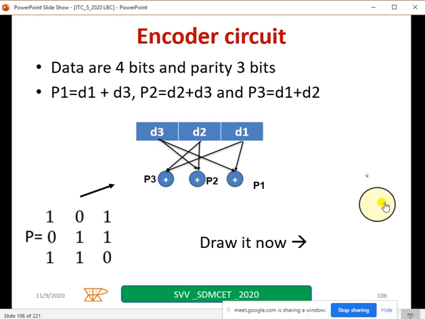So draw it in your notebook. Take a minute and understand it. If P is different, this connection will differ. That's all. For example, instead of 101, if something different is there, the connection will differ. So these are P1, P2, P3. Sometimes they write C1, C2, C3, C4, C5, C6. The concept will remain the same.